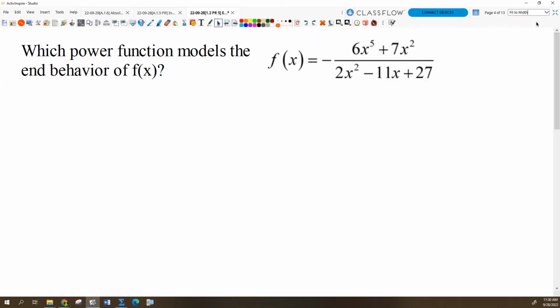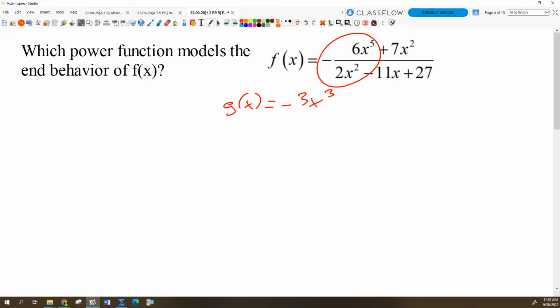I guess it's review. Which power function models the end behavior of this function? Everybody just think about that on your own for a second. Jot it down on scratch paper. What's the power function that's going to model the end behavior? Negative 3x cubed. Everybody get that? Right, because we're just going to look at the ratio of the leading terms. So g of x would be negative 3x cubed.